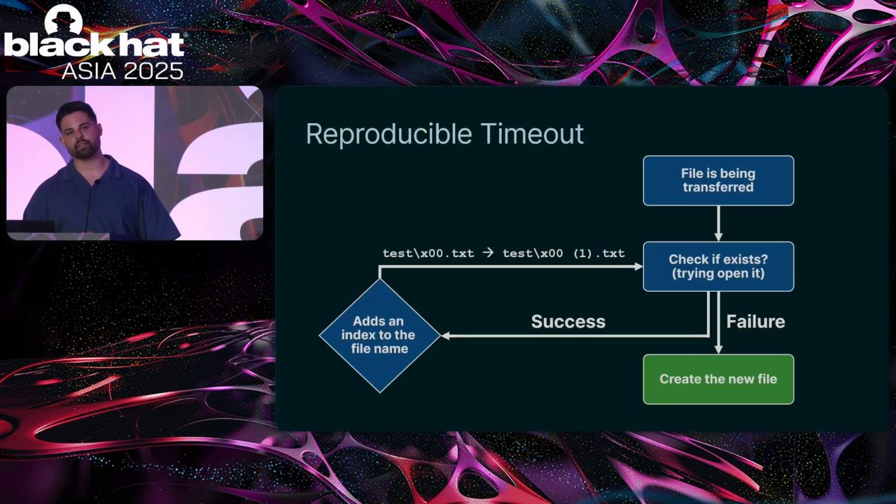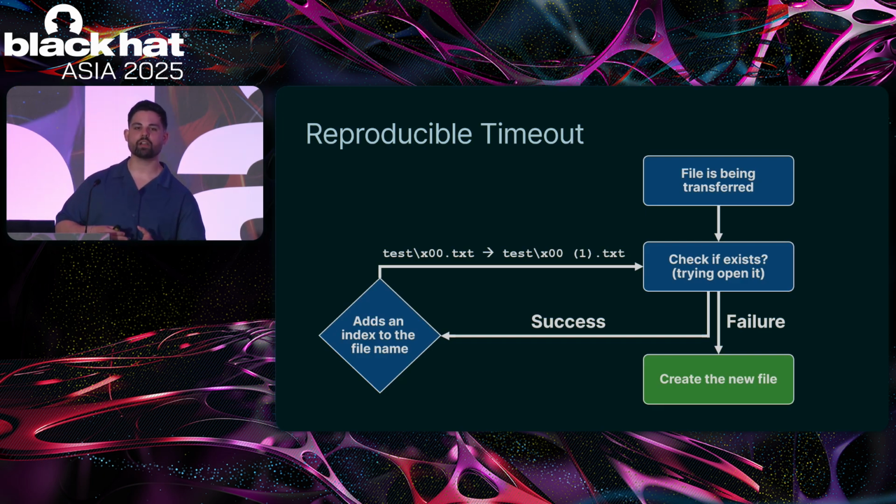Another interesting finding by the fuzzer was a reproducible timeout. Basically, this reproducible timeout enabled us to bring QuickShare into a state where it continuously opens a file that we choose from the victim's downloads folder, where QuickShare's files are saved.